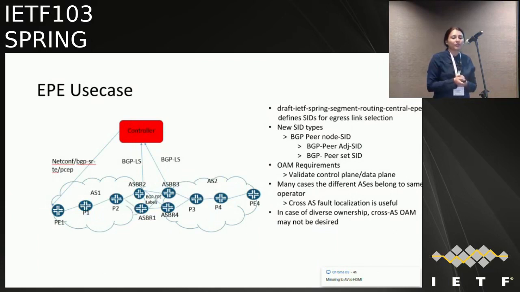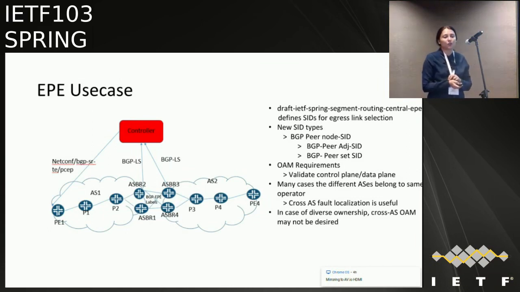So the cross AS fault localization is useful, and in certain cases, the cross AS OAM packets may not be accepted if they are in different ownership. So we are trying to address both of them, and then we need the target FEC stack definitions in MPLS OAM protocol to identify these new kinds of SIDs, which are EPE SIDs. So this draft defines what these SIDs are and what the FEC definition for these SIDs is in MPLS OAM.